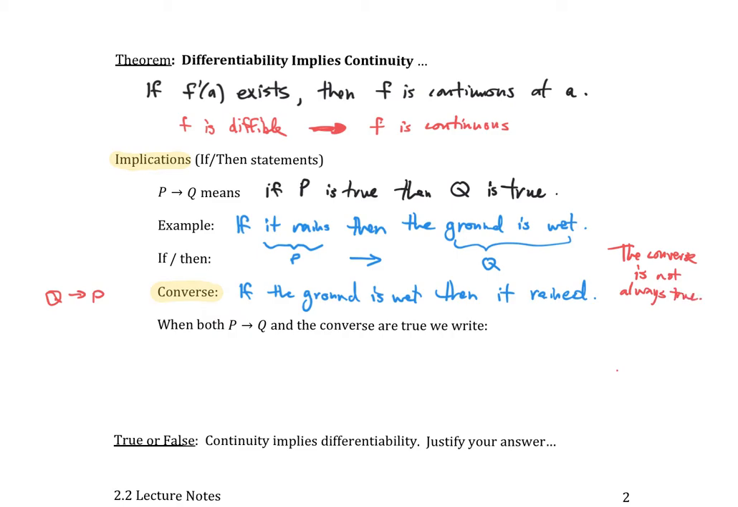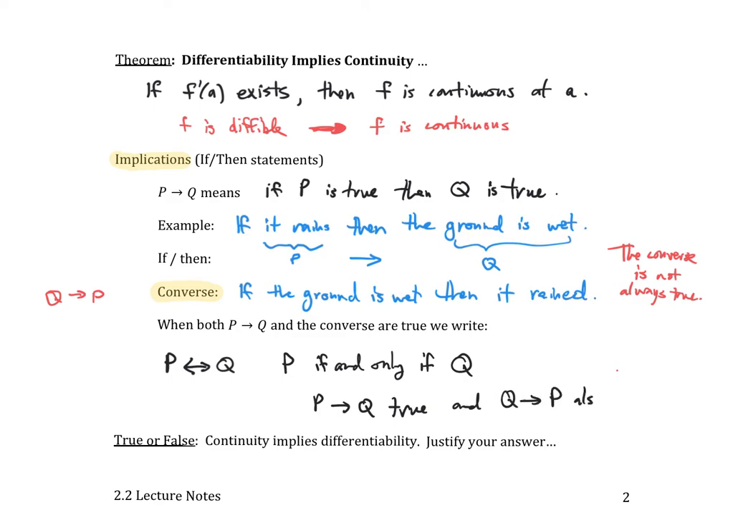So when both P implies Q and the converse Q implies P are both true, we write it like this. We write P and then we'll put a double arrow, a bidirectional arrow, Q, like this. And this means P if and only if Q. And that means P implies Q and Q implies P. So P implies Q is true, and Q implies P is also true.